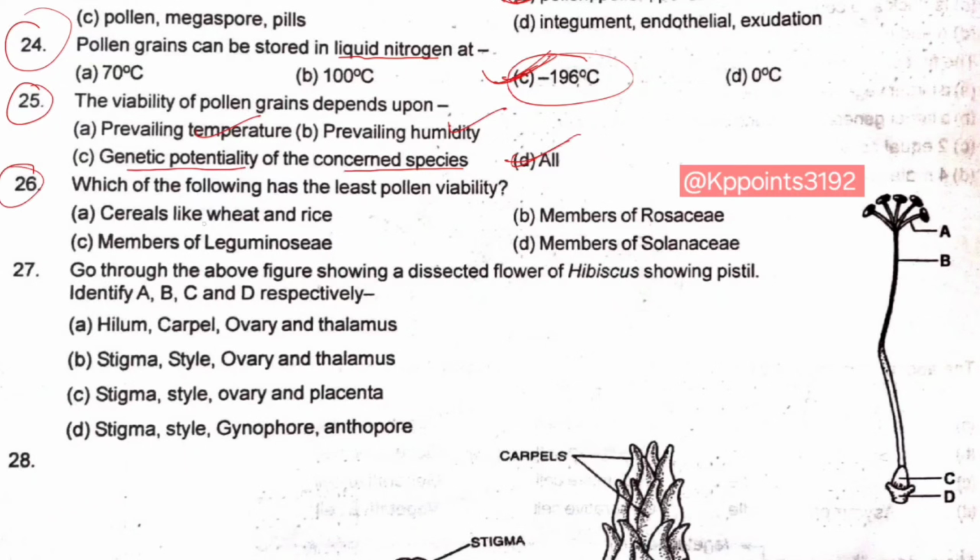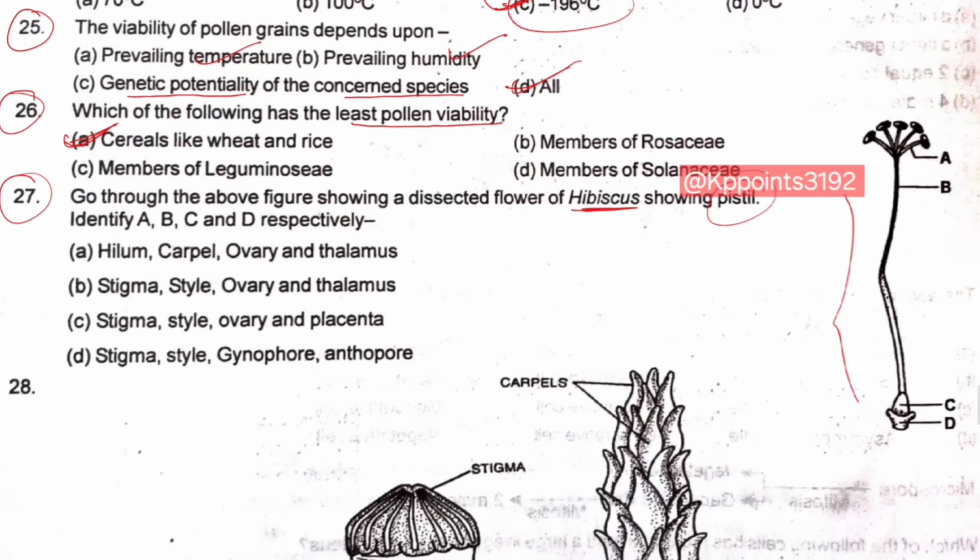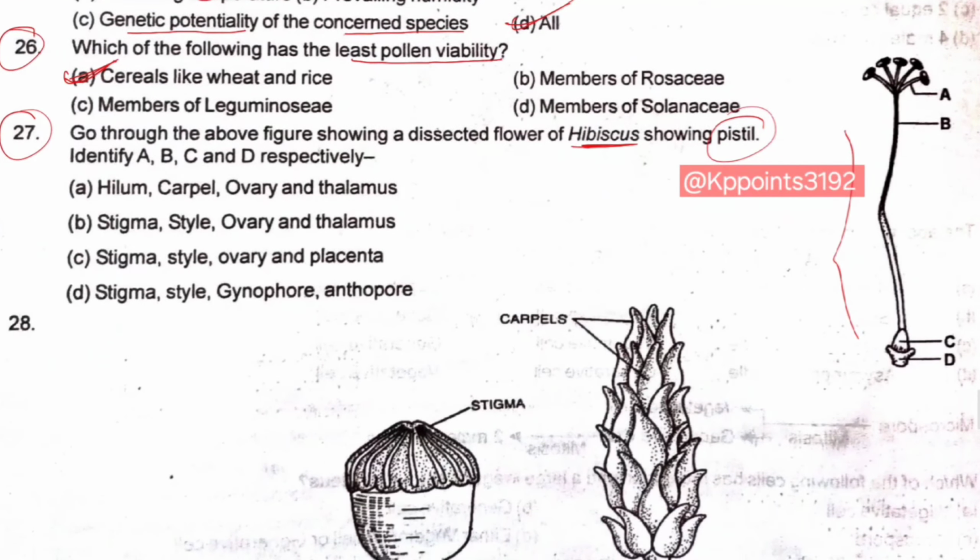Question number 26. Which of the following has the least pollen viability? So cereals like wheat and rice have the least pollen viability. Question number 27. Go through the above figure. This is a dissected flower of hibiscus showing a pistil. Yes. Identify A, B, C, D respectively.